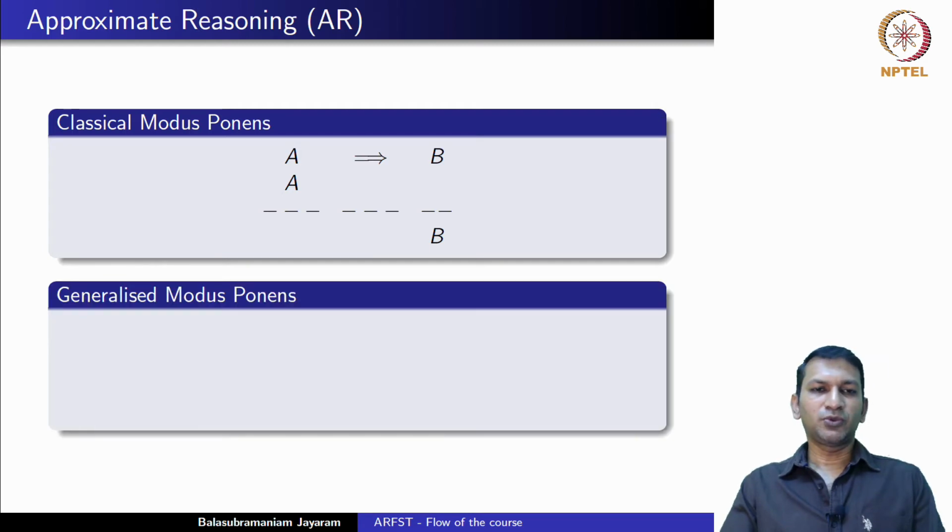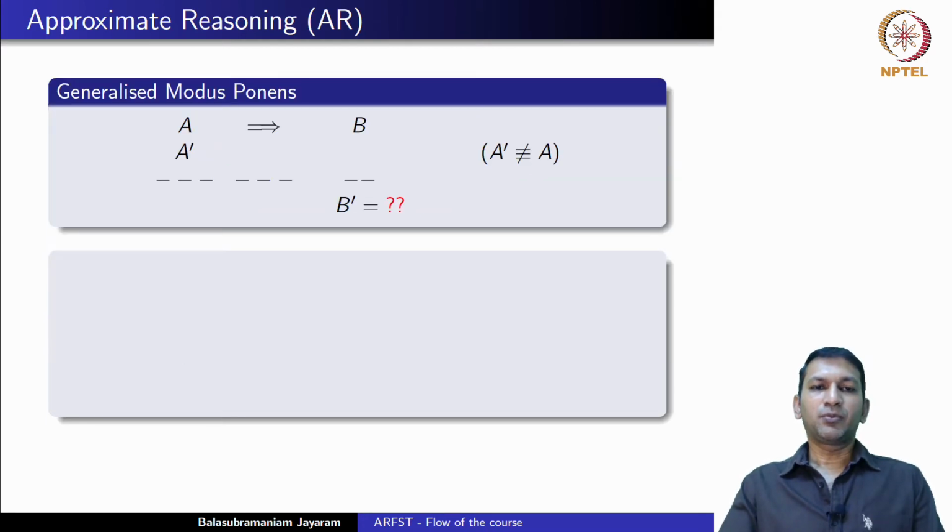In generalized modus ponens, which is a generalization of the above scheme of inference, we still have the same piece of knowledge. However, the input that we are given, A dash, may not exactly match the antecedent A. And still, the generalized modus ponens allows us to make reasonable conclusions B dash given this piece of knowledge and the input A dash.